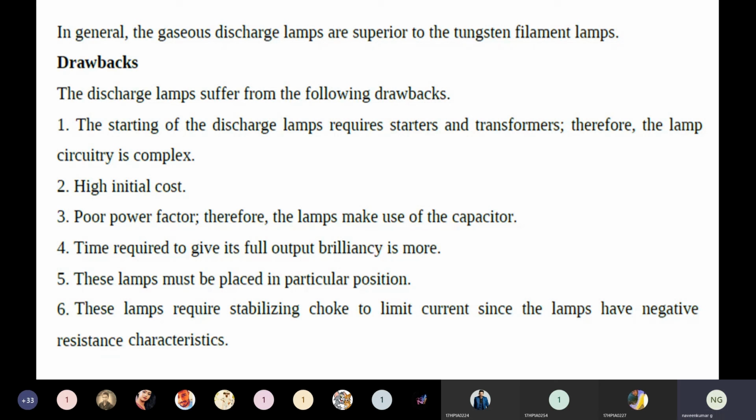And also the lamps require a stabilizing choke to limit high starting currents, since the lamps have negative resistance characteristics.